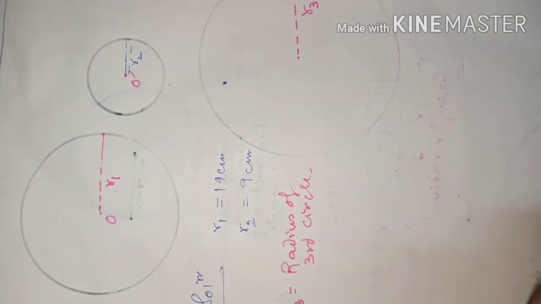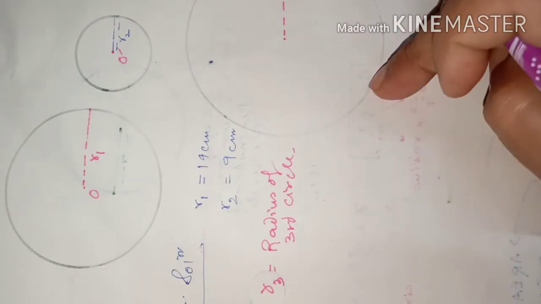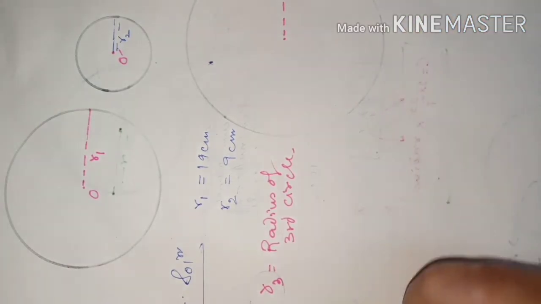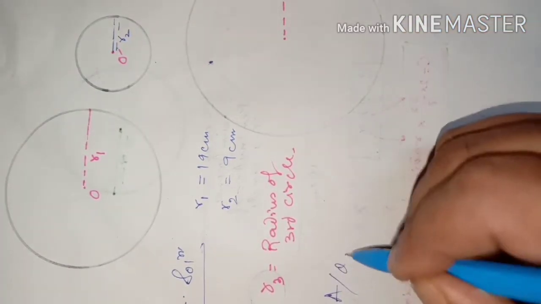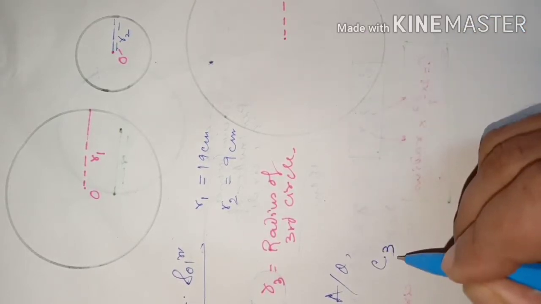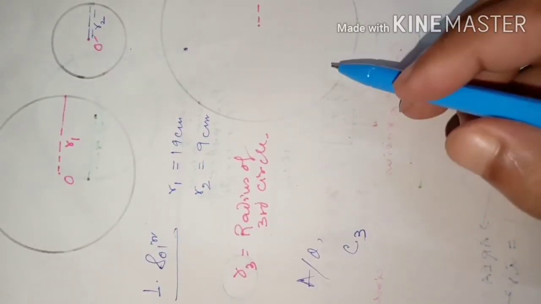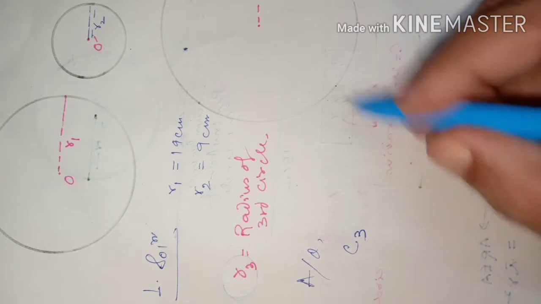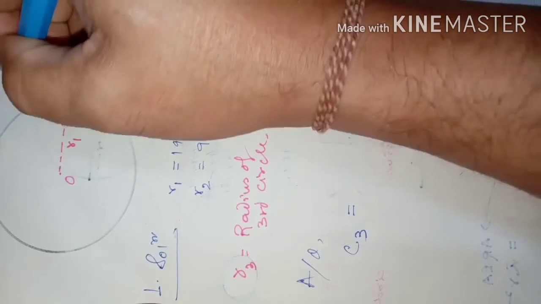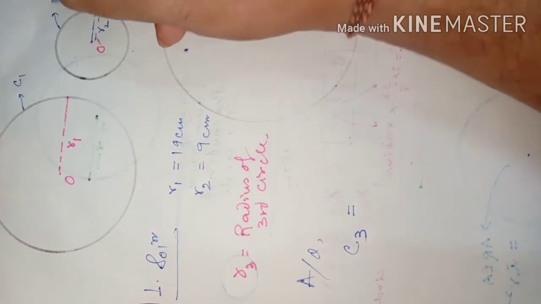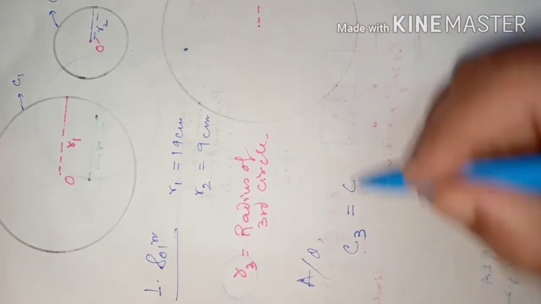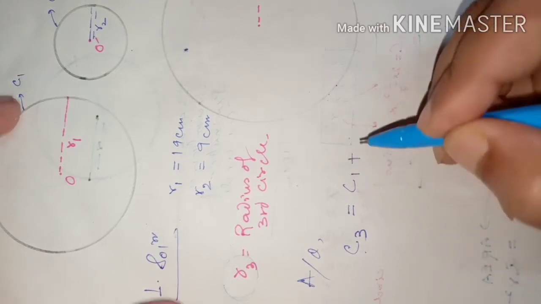The question says that the circumference of the third circle is equal to the sum of the circumferences of the first two. According to the question, the circumference of the third circle is C3. These are subscripts that I am using to represent the circumference of a particular circle. C3 means circumference of the third circle, which is equal to the circumference of the first circle, say C1, plus the circumference of the second circle, suppose C2.